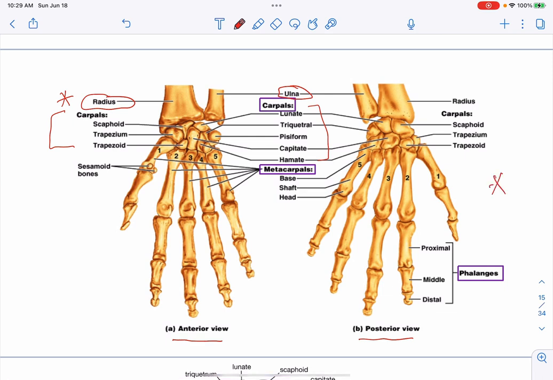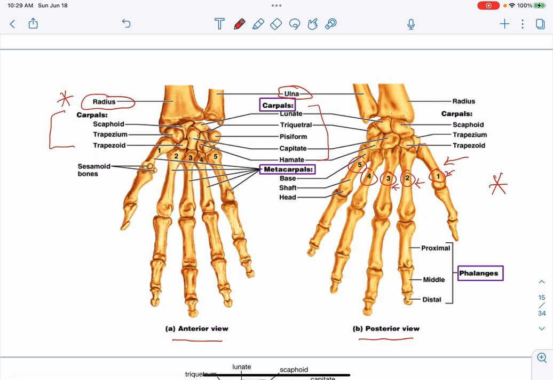So let's work here on this posterior view. This is the back of the hand. The metacarpals are numbered 1, 2, 3, 4, and 5. The thumb is always number 1. If I labeled any of these metacarpals on a practical, you would need to tell me what number it is too. So this would be the first metacarpal, second metacarpal, third metacarpal, and so forth. That's how they're numbered and labeled.